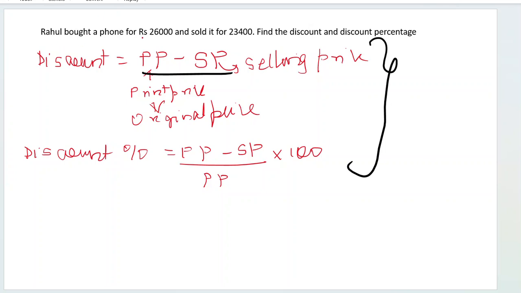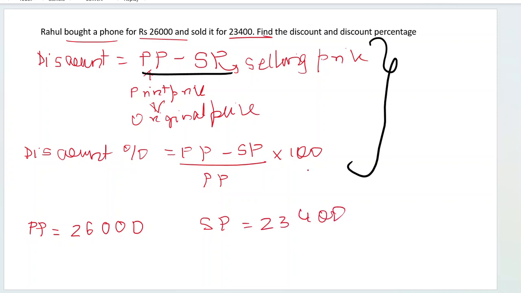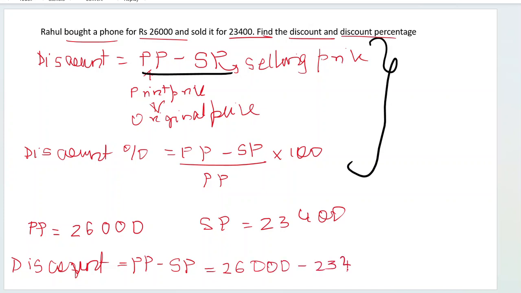Rahul bought a phone for rupees 26000. Bought a phone, that means the original price is 26000. So we say print price is 26000. Sold it for 23400, that means the selling price is 23400. Now we are told to find discount and discount percentage. So discount will be PP minus SP, which is 26000 minus 23400. If you subtract, this discount comes down to 2600.